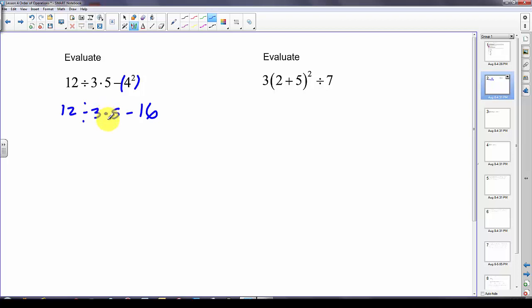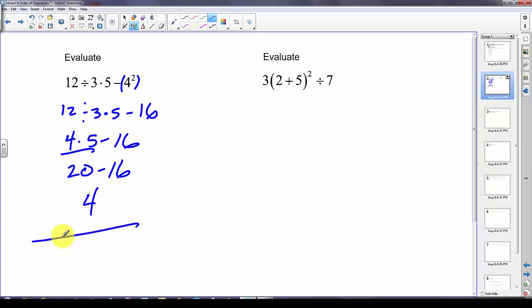So the next thing we want to do is look to do any multiplications and divisions from left to right. So I notice these are all multiplications and divisions, but I do it from left to right. So I have 12 divided by 3, which is 4, times 5, minus 16. Now I have a multiplication that I need to do, 20 minus 16, and I end up with 4. And this is the kind of work I want to see you doing. I want to see the steps involved in doing these processes, not just doing it in your head. Take the paper, it's cheap.